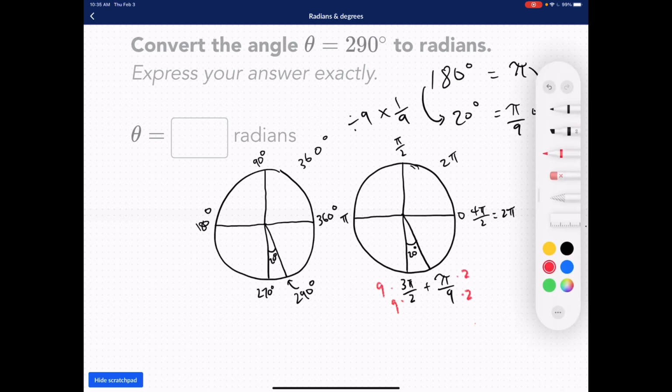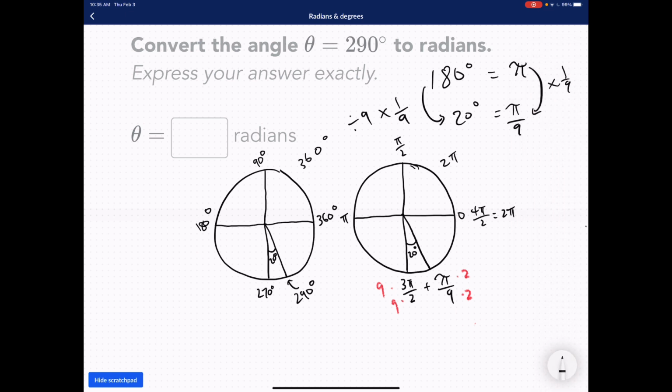And then we get 3 times 9 is 27 pi, plus 2 times pi is 2 pi, over 9 times 2 is 18. And then we get 27 pi plus 2 pi is 29 pi over 18. So my answer is 29 pi over 18.